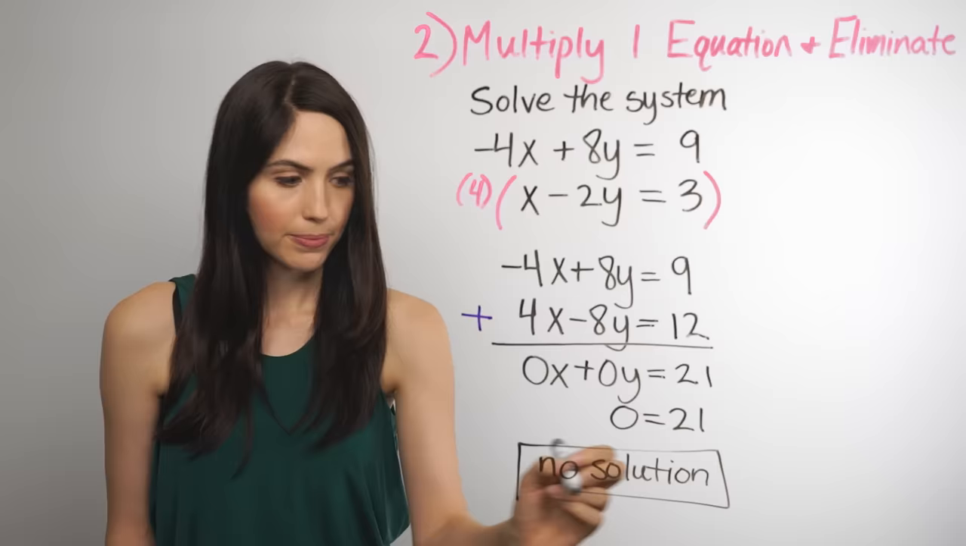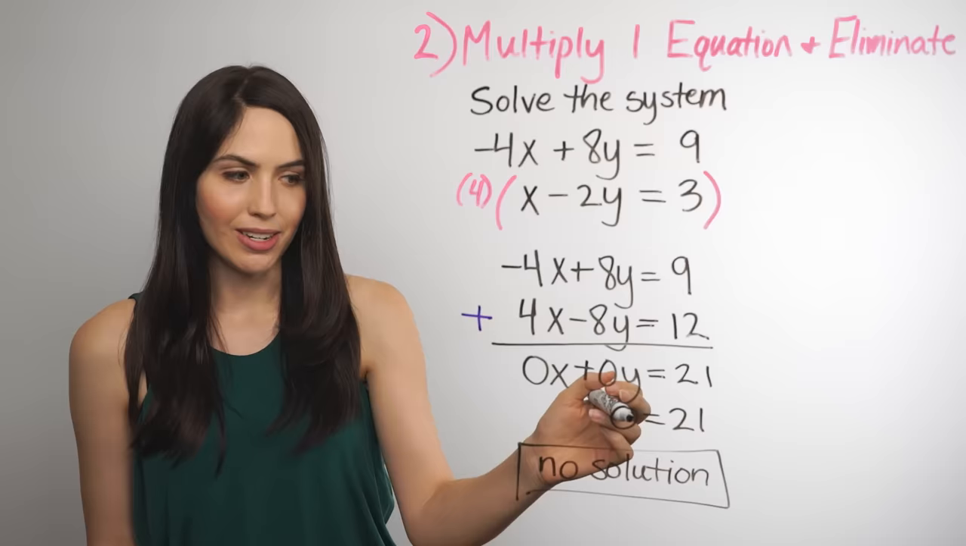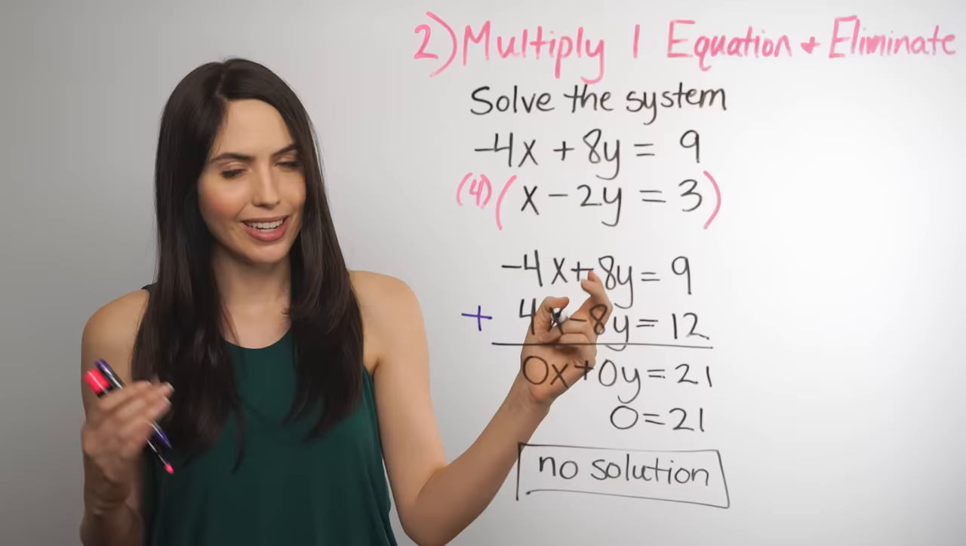And it's no solution because there will never be any x and y combinations that ever make that true. It is always going to be false. So no solution. You might also hear that that's an inconsistent system. There's one other kind of special case.